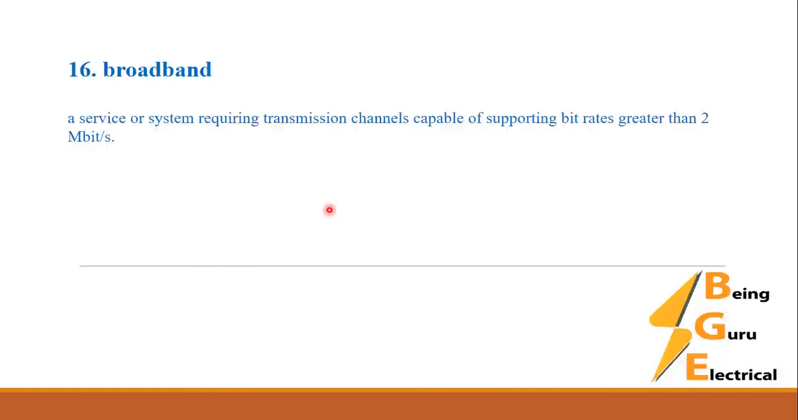16. What is broadband? Broadband is a service or a system requiring a transmission channel capable of supporting bit rates greater than 2 megabits per second. The service which is supporting more than 2 megabits per second of channel transmission is called broadband. But this is not the conventional MB, which is called megabyte; this is megabit, because 1 byte has 8 bits. So this is 2 megabits per second.